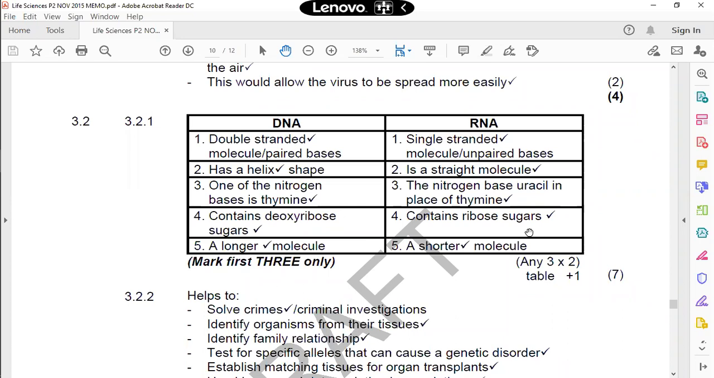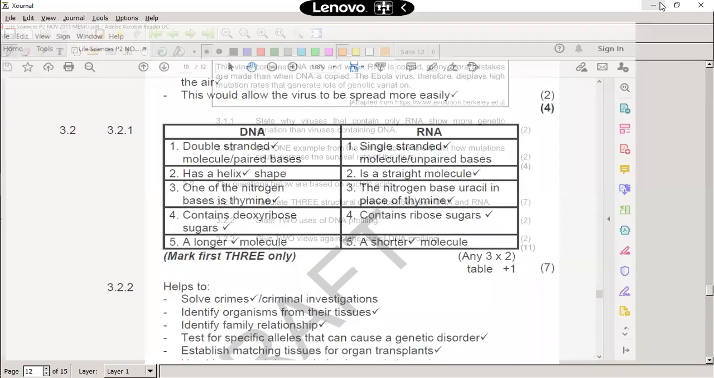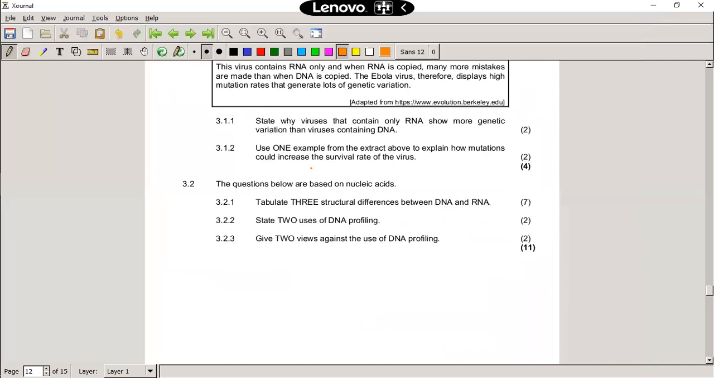Does that mean that RNA is shorter than DNA? I mean, is RNA thinner than DNA? It's a lot shorter than DNA. Is it thinner? Yes, it would be thinner because remember, it's a single strand instead of being a double strand. Oh, okay. Okay.